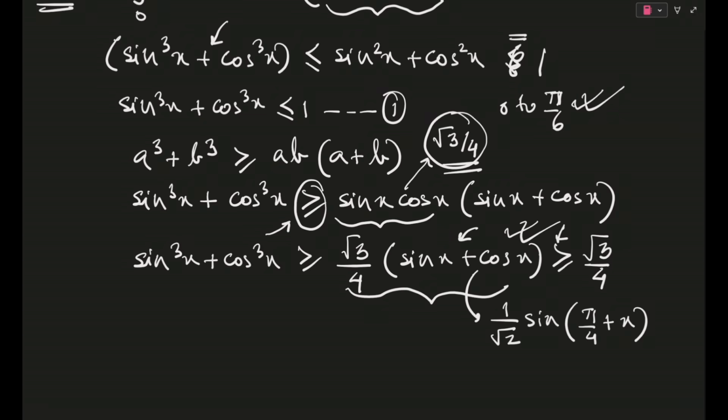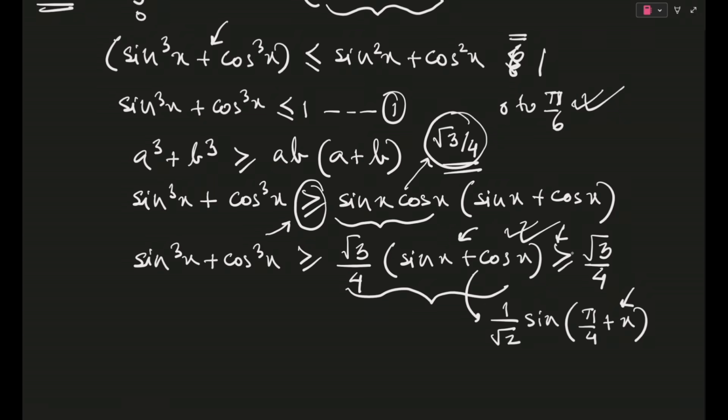So I hope this part was clear. If you are having trouble understanding, just take 1 by root 2 sine of (pi by 4 plus x) and apply the bounds. This is greater than or equal to its minimum value for x, and the minimum value for x is 0. So just take that and you will automatically realize. So guys, I hope this part was clear.